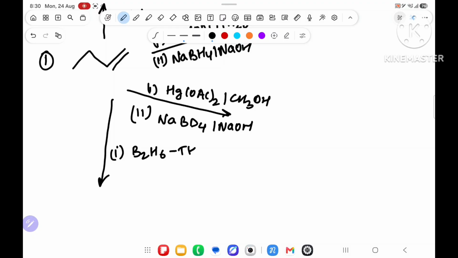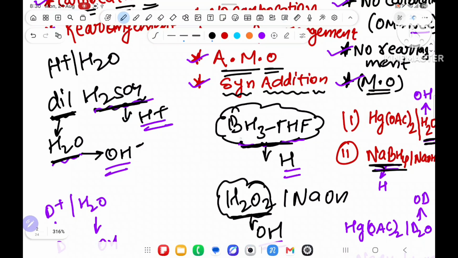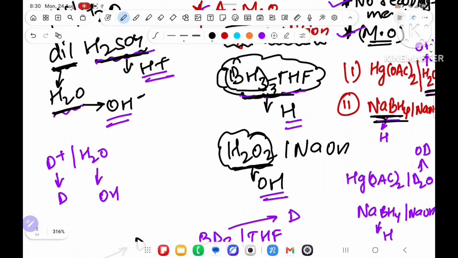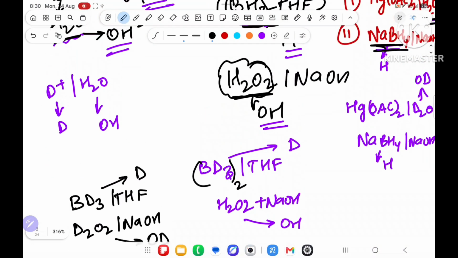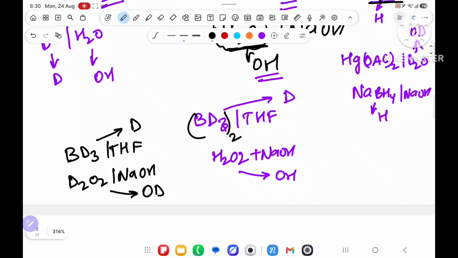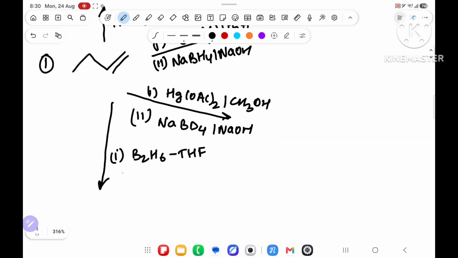Third, I have taken the reagent as first reagent B2H6 in presence of BH3 whole twice. BH3 written or BH3 whole twice written, same. Don't get confused. BH3 whole twice can also be written over here, or BD3 whole twice, like that they will write. That can also be written as B2H6. Don't get confused.